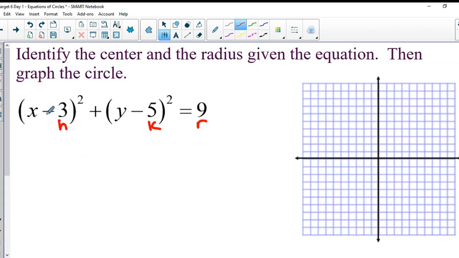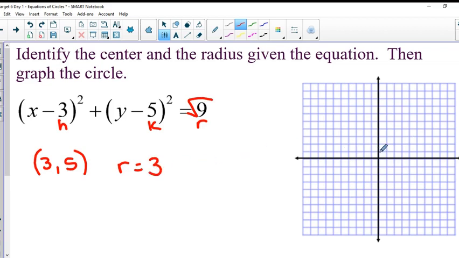Now, we do not have a plus sign here or here, so we don't have to worry about the whole double negative where we would take out a negative number. So our center is going to be 3, 5. And because this is r squared, our radius is going to be the square root of 9, which is 3.